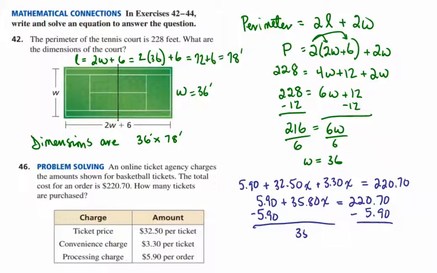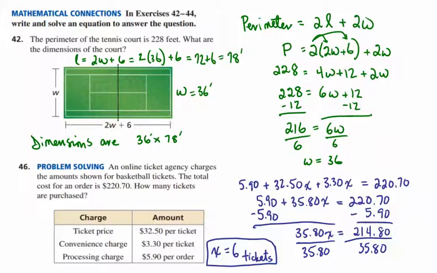And when we do that, we're going to be left with $35.80 per ticket, leaving us with $214.80. And that's how much each ticket actually cost. So we're going to divide that, including the convenience charge. $35.80 we're going to divide on both sides and end up with X being the number of tickets, being 6, or 6 tickets were purchased in that particular order.